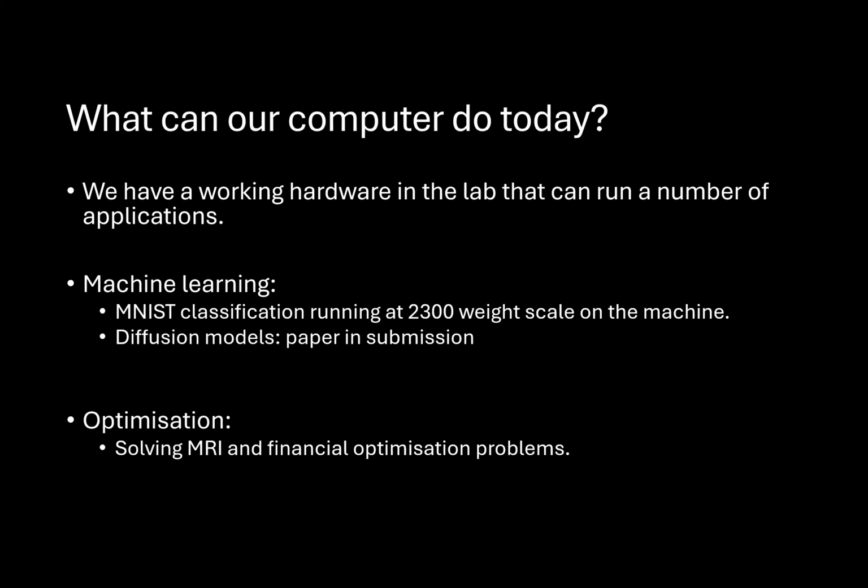For all of these results, the machine is 2,300 weights in size, and I'll come on to say what that means. Because it's doing vector by matrix multiplication, what I mean there is that there are about 2,300 weights in the matrix, so it's a size of roughly 50 by 50. So the vector is of length 50.